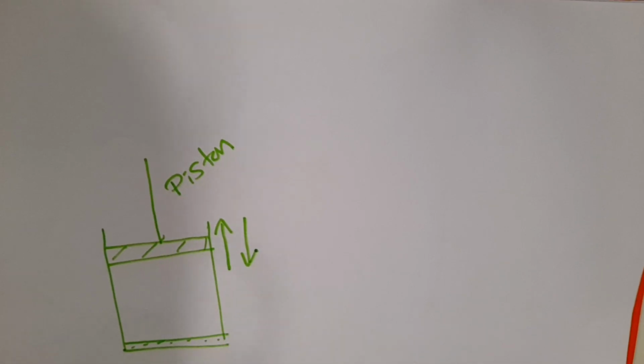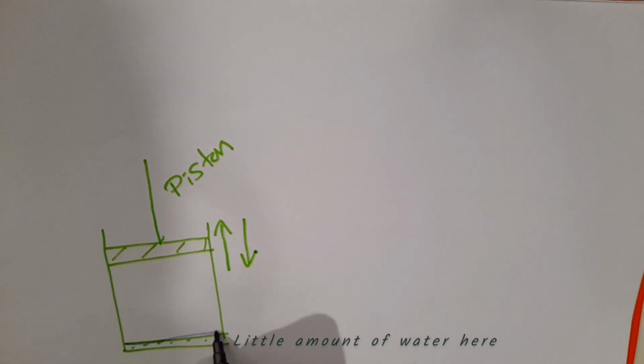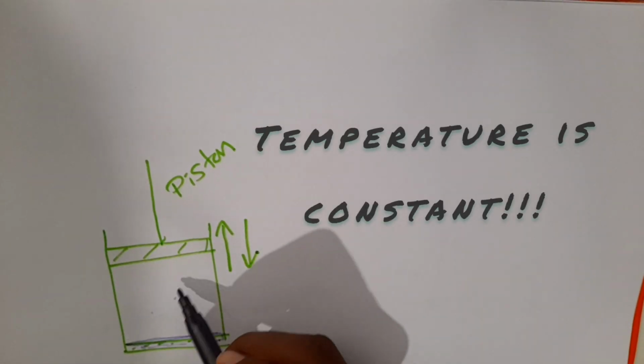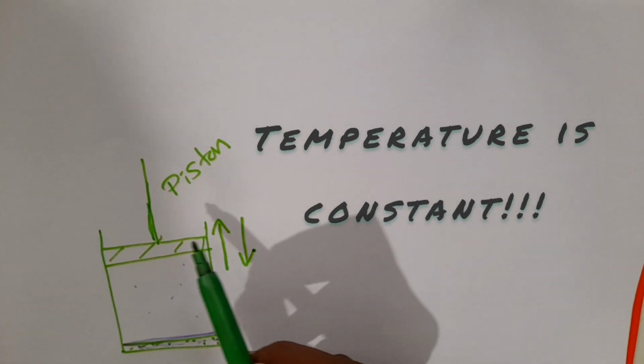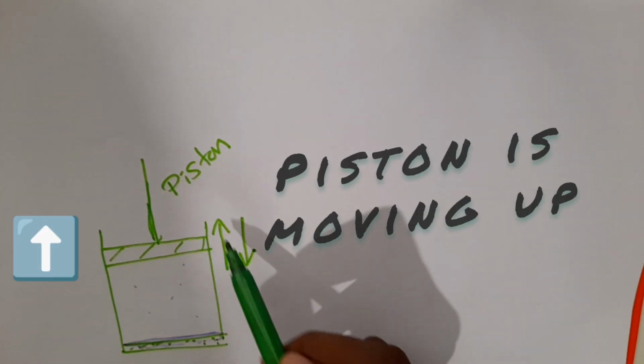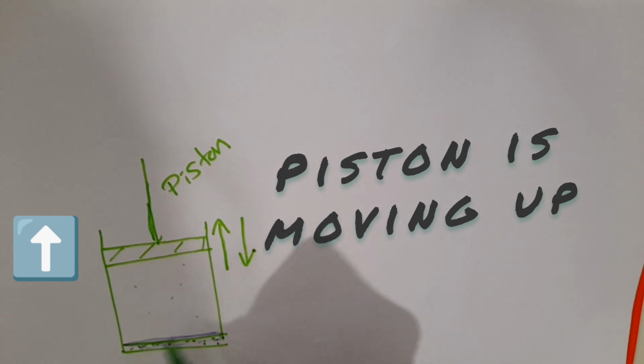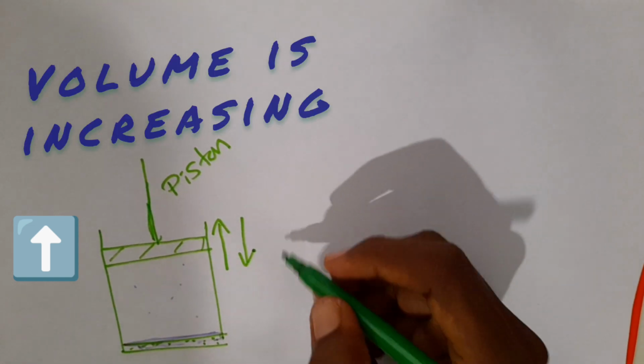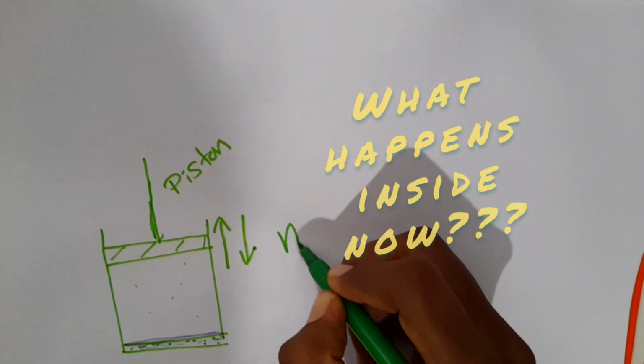Okay, let's move on to the third part. Let's see here, there is a little amount of water inside this. This piston can be moved up and down. Have a think, the temperature is constant. Now this piston is moving up. Now the volume is increasing inside this. Can you guess what is happening now inside here?